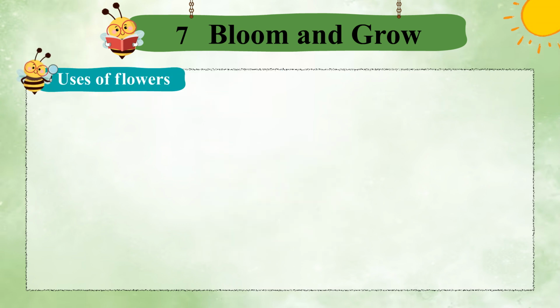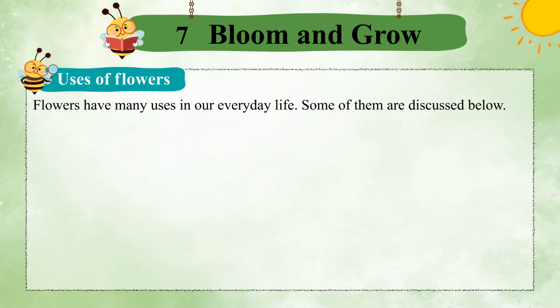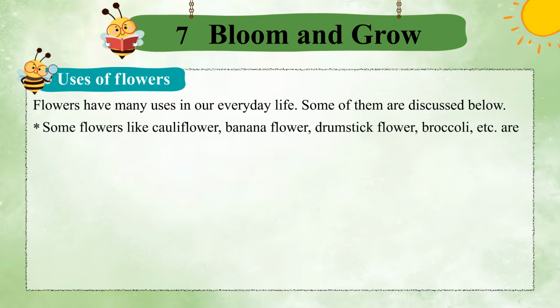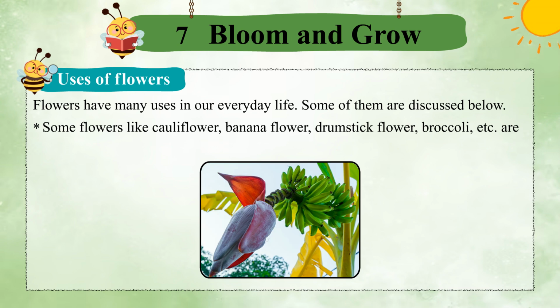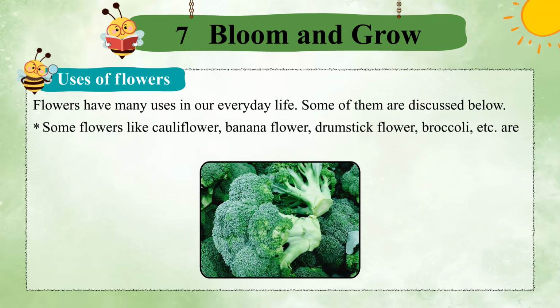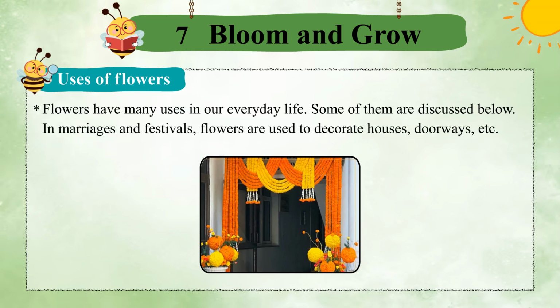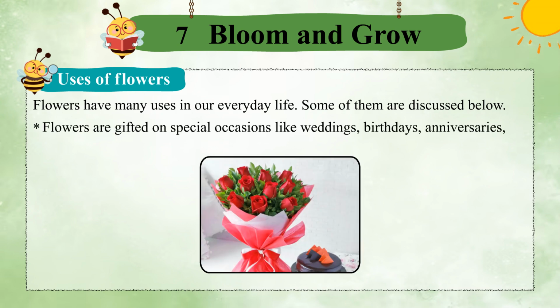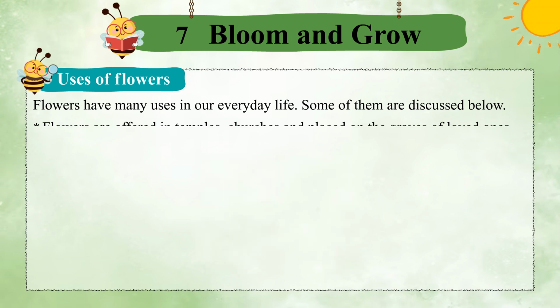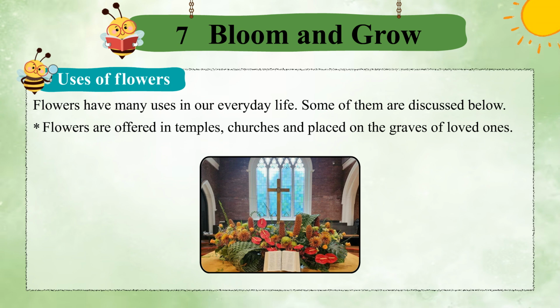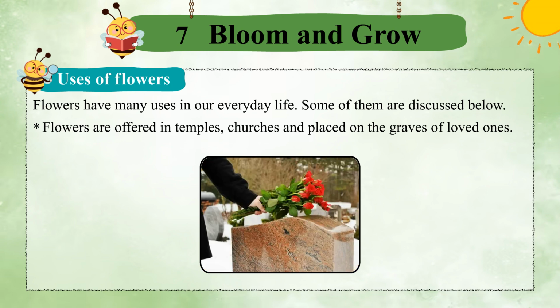Uses of flowers. Flowers have many uses in our everyday life. Some of them are discussed below. Some flowers like cauliflower, banana flower, drumstick flower, broccoli, etc. are eaten as vegetables. In marriages and festivals, flowers are used to decorate houses, doorways, etc. Flowers are gifted on special occasions like weddings, birthdays, anniversaries, etc. Flowers are offered in temples, churches and placed on the graves of loved ones.